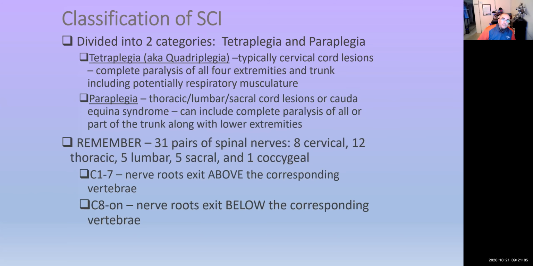So it's typically cervical cord lesions that are going to be tetraplegic, complete paralysis of all 4 extremities and trunk, and potentially including respiratory muscles. Do you guys remember the mnemonic I taught you way back when about spinal cord injuries, in order to know where the injury needs to be below in order to have normal breathing? What is it? C4 or breathe no more. Right? C4 or breathe no more.